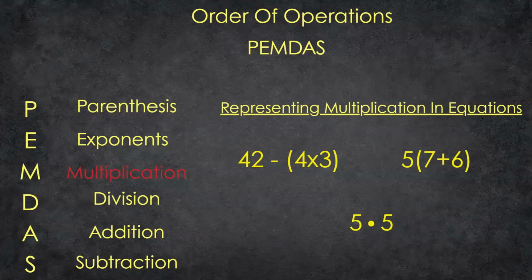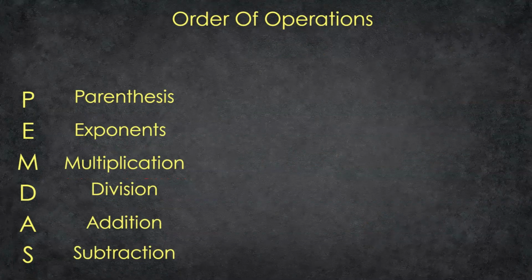All right. So now that we've talked about why we have these order of operations, let's go ahead and jump into our first example. So we have 24 plus parentheses 3 times 4 close parentheses minus 3.